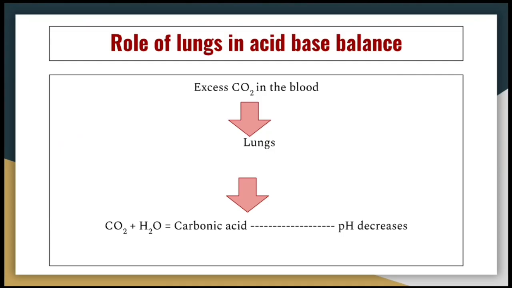What is the role of lungs in acid base balance? Whenever there is an increased carbon dioxide level in the blood, the carbon dioxide along with water gets converted into carbonic acid in your lungs. Again I am repeating, if there is increased carbon dioxide in your blood, the carbon dioxide combines with water molecules and gets converted into carbonic acid. And we know the term acid means pH is less. So when the carbon dioxide is high, it will ultimately result in an acidic state.